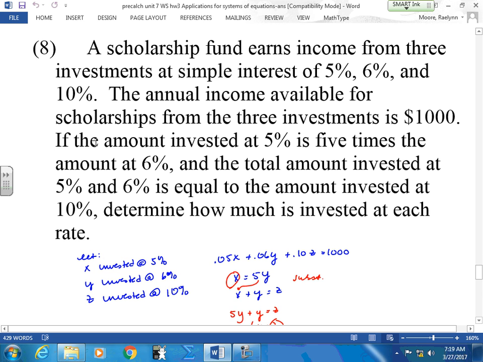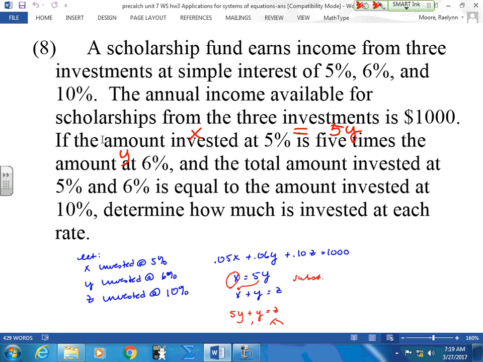If the amount invested at 5, and the 5 is the X, is 5 times the amount invested at 6, 6 is my Y. Who's making more, the X or the Y? If the 5% is 5 times more, good. So this is X equals 5 times Y. There's your statement. Just put your variables right in your words.